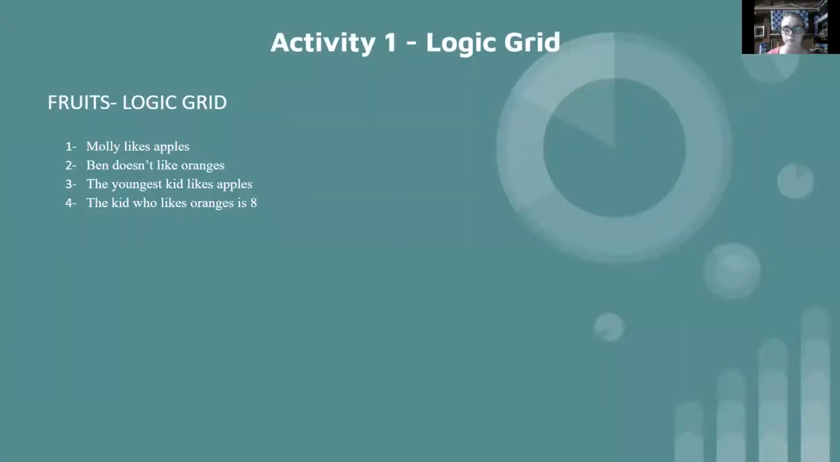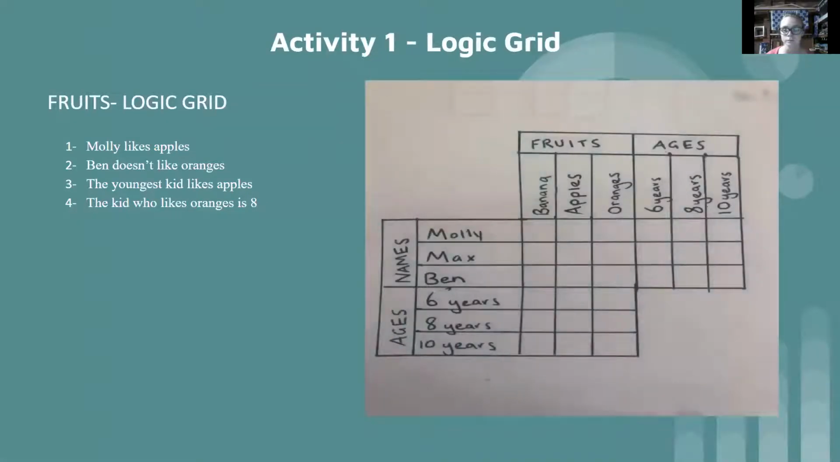Next, we have the activity. The first activity is the logic grid. First of all, read the questions on the left. We know that Molly likes apples, so we mark that with a smiley face, and to make it easy, put crosses for the banana and orange. Next, we know Ben doesn't like oranges, so we cross Ben and orange. This means the bananas are all that's left.